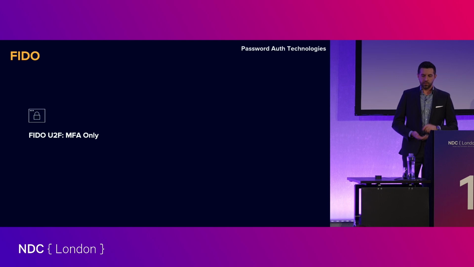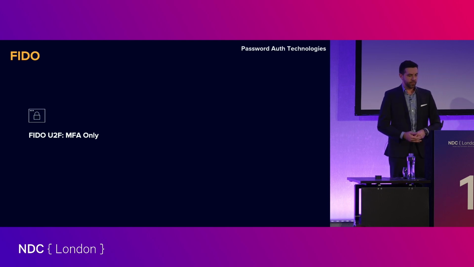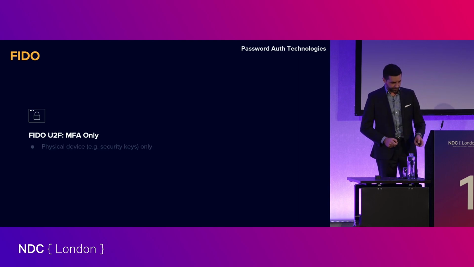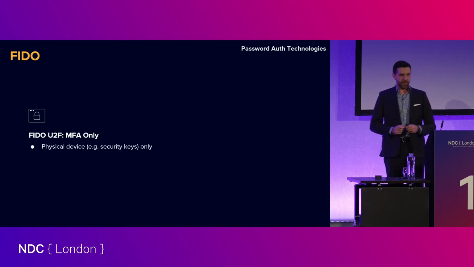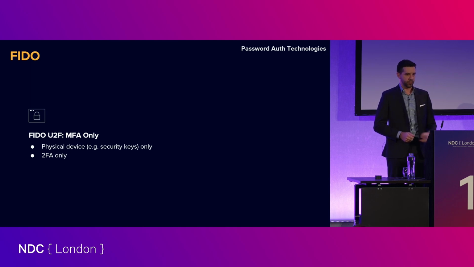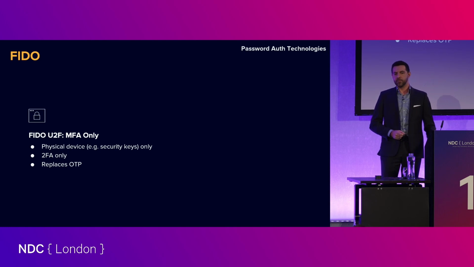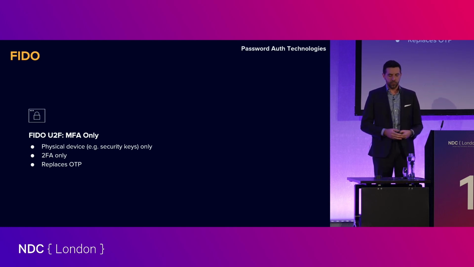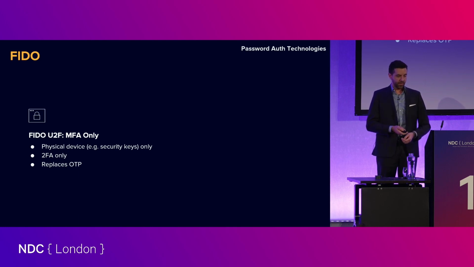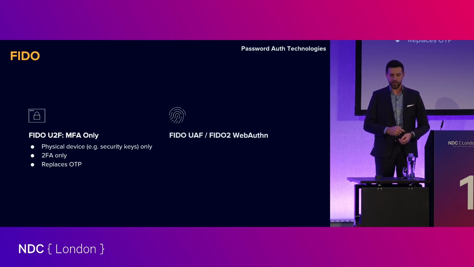The original FIDO started out with FIDO U2F, Universal Second Factor. It was only for second factor authentication. It was specifically a physical device, like a security key. It's kind of where the YubiKey started out, and only available for second factor. It could not replace your primary authentication factor. So it replaces that one-time password that we currently use, or at the time was most often sent through a text message or an email that you had to copy that code into your login.